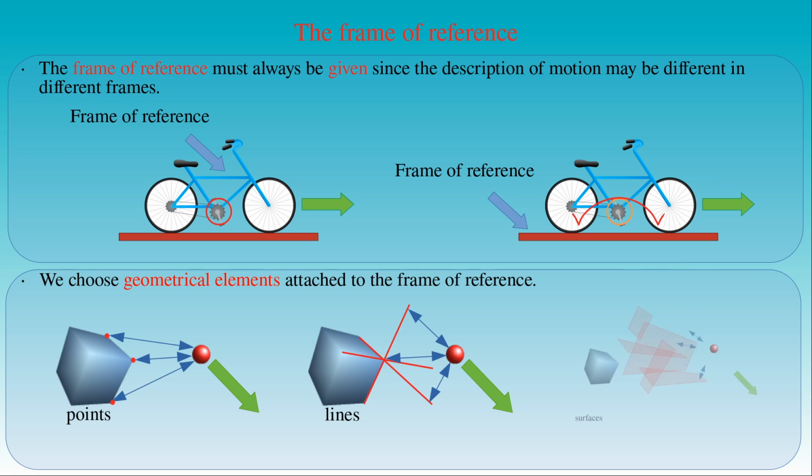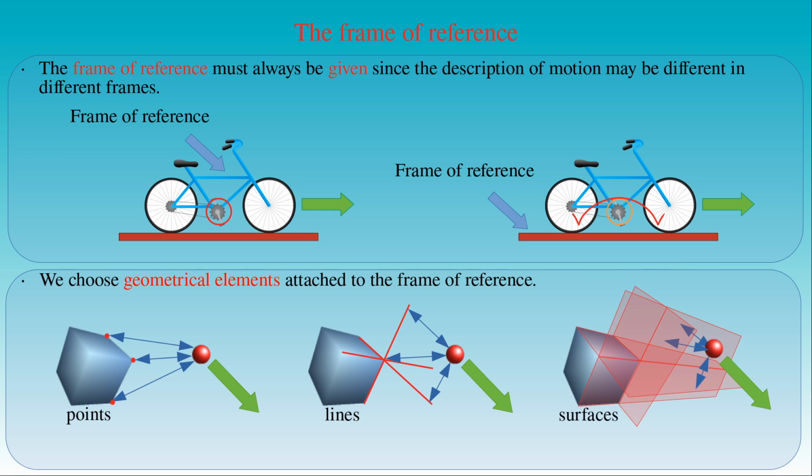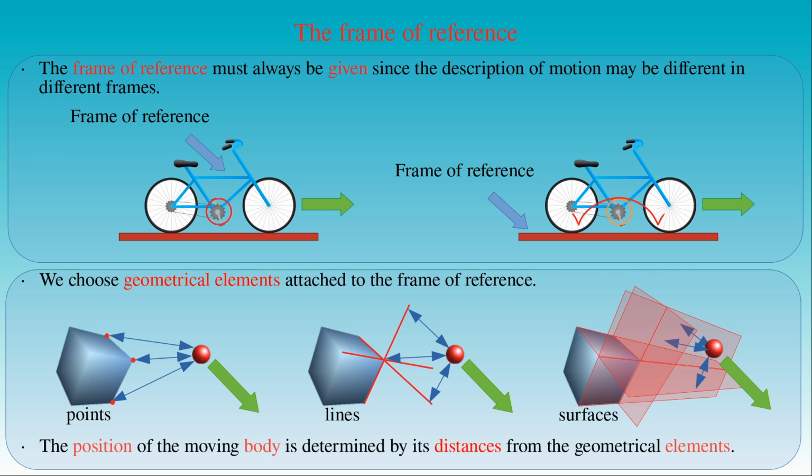Planes can also be attached to the surface of the object. Then the minimal distances of these planes from the ball provide its unique position with respect to the object. We normally use some combination of different geometrical elements attached to the frame of reference, and we measure the distance of the body from these elements.